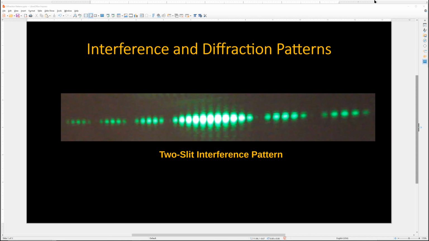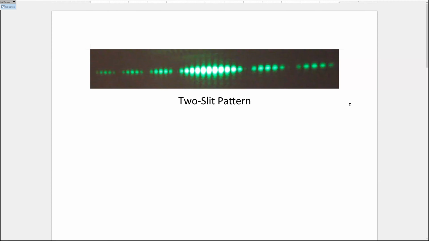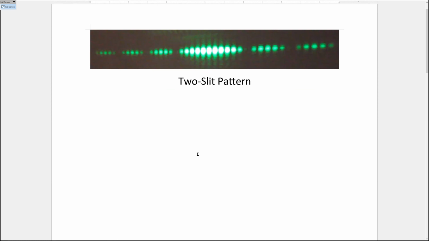Or is that the one? There we are. Okay. This is the one that I wanted to show you. So there's the two-slit pattern again anyway. And now, today we're going to start considering single-slit patterns.